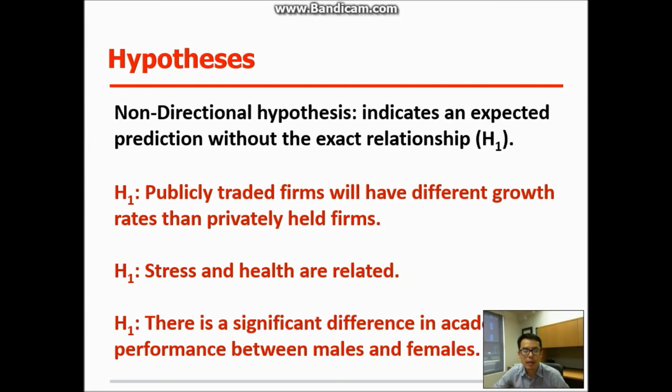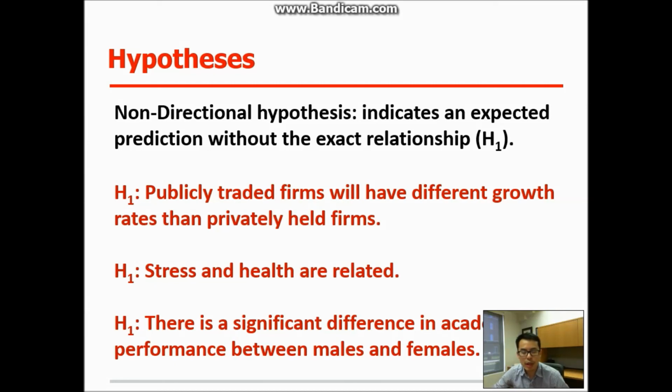Non-directional hypothesis, on the other hand, is an expected prediction but without the exact relationship. So you cannot say one is more than the other or poorer than the other or greater than the other. So I have three examples here. Publicly traded firms will have different growth rates than privately held firms. However, you will not tell your reader if this difference is more or less.